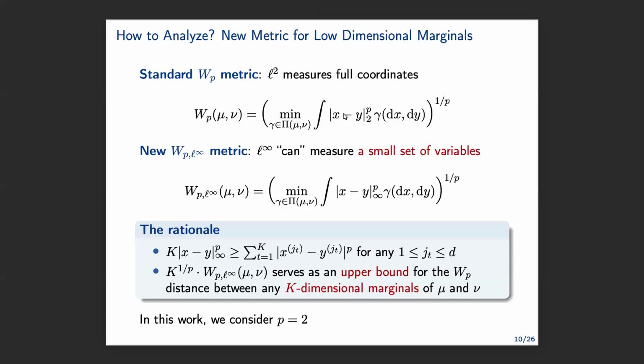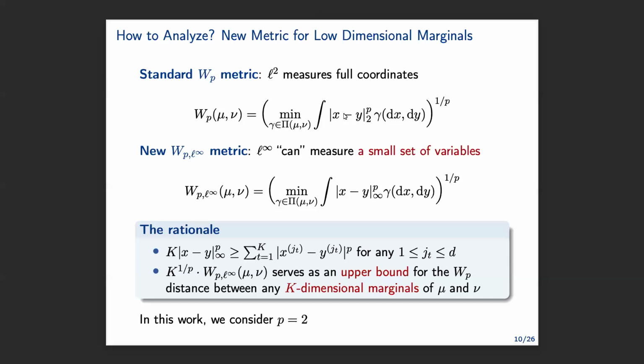This is the definition of W_p L-infinity. We just replace the subscript 2 by infinity, which means the thing in the bracket is now the infinity norm of the difference of the two vectors. And we have the following very simple inequality: because the infinity norm is the largest among all the coordinates, k times the largest will be larger than any k combination. That's the definition of the maximum.